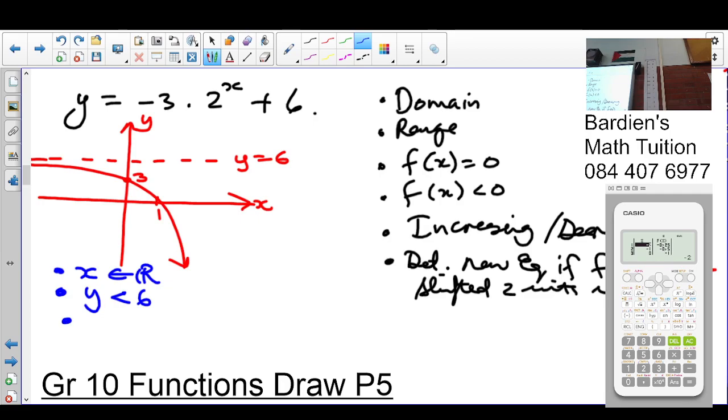Next, where is f of x equal to 0? At 1. Where is f of x less than 0? In other words, where it's below the y equals 0 line, the x-axis. It's this part of the graph. So in other words, x must be more than 1.